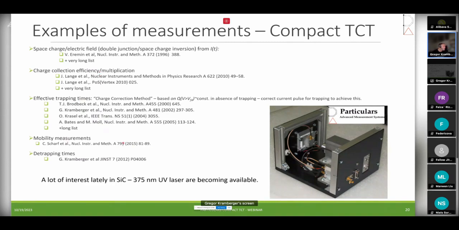Mobility measurement is one that is more recent, a very precise study. Here, the trapping times, I didn't mention it, but you can also mention that. And all this is actually doable with this device. So whatever you see here can be done with that.